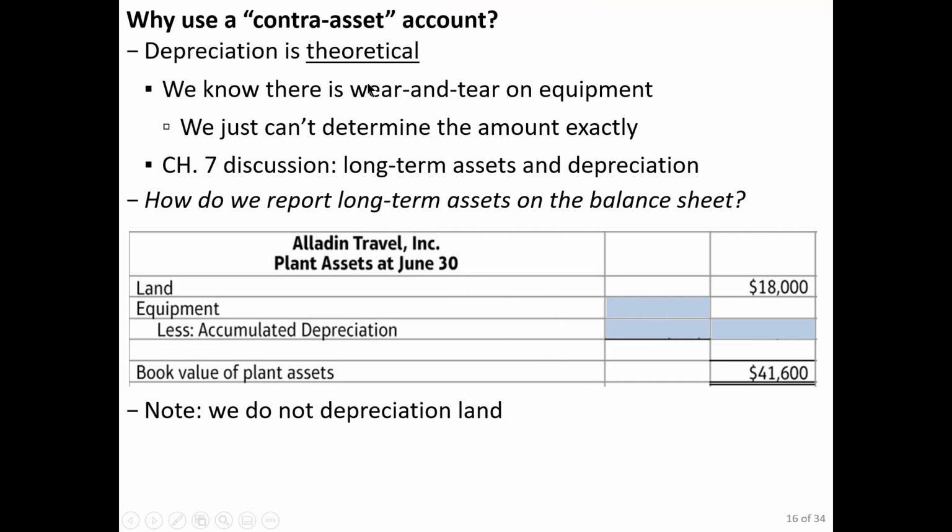So why do we use a contra asset account to record depreciation? Why don't we just directly reduce the equipment account? Well, the answer is pretty straightforward. Depreciation is theoretical. We don't really see it. It's hard to verify it objectively. We know that it exists.